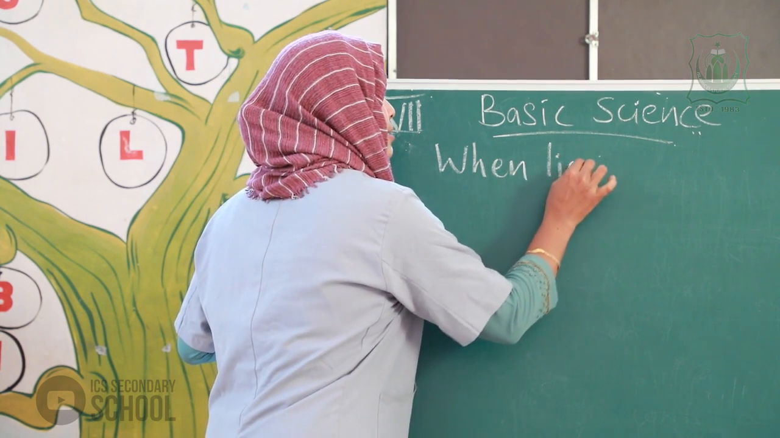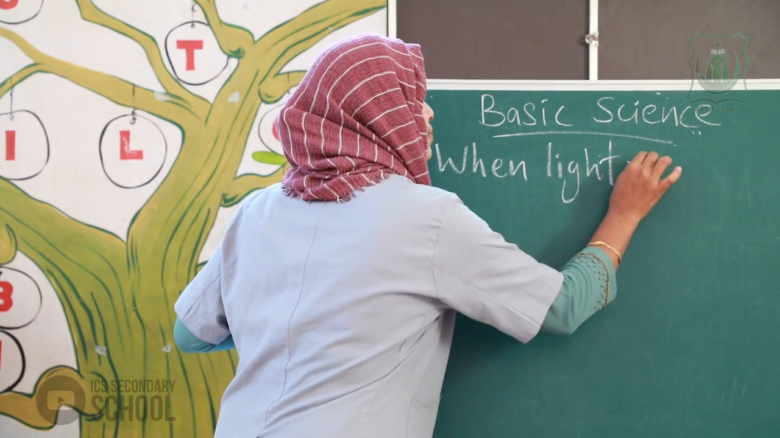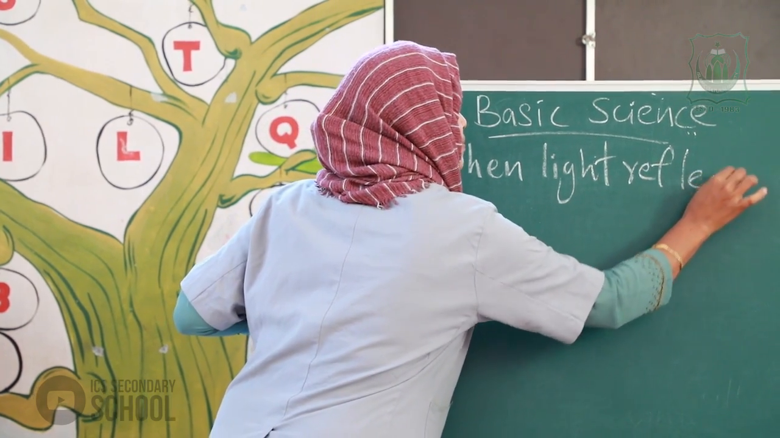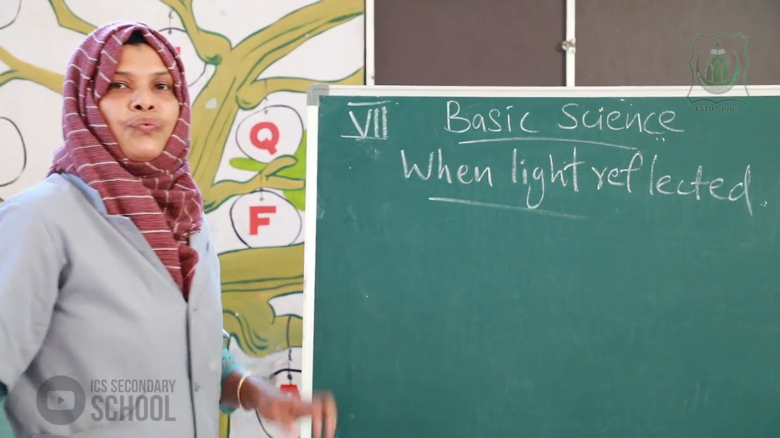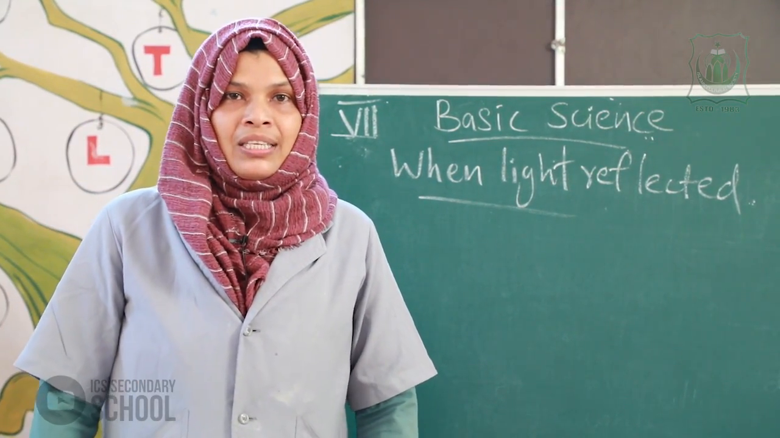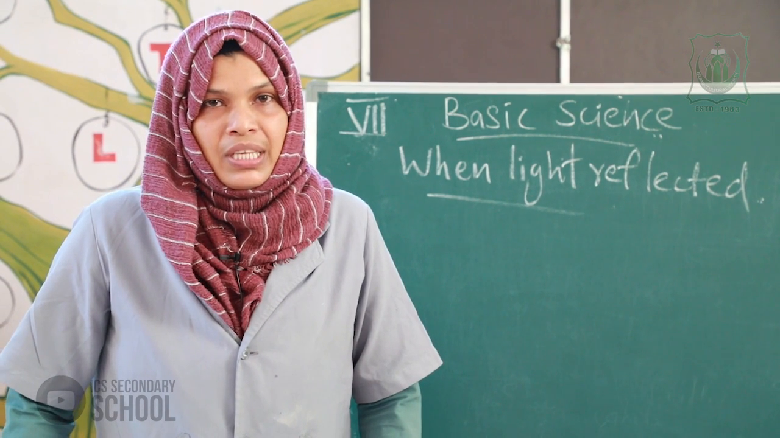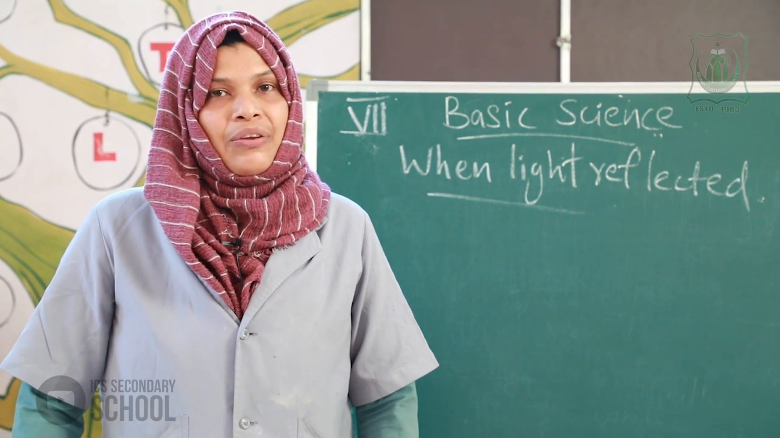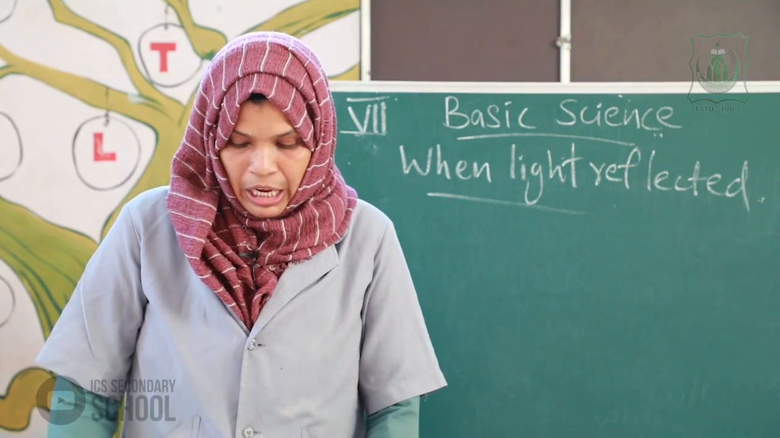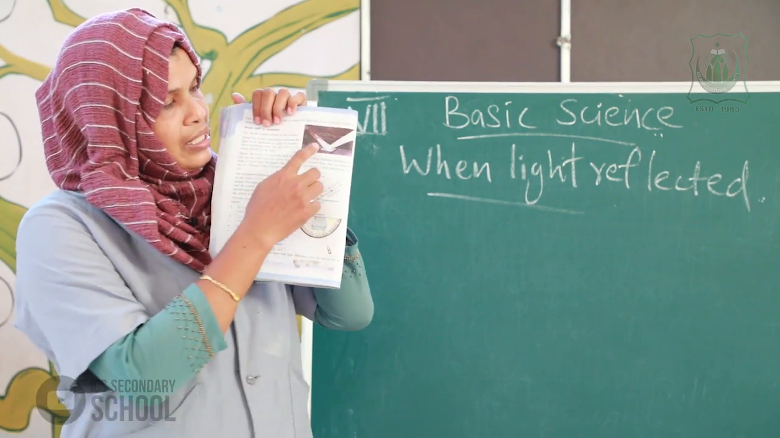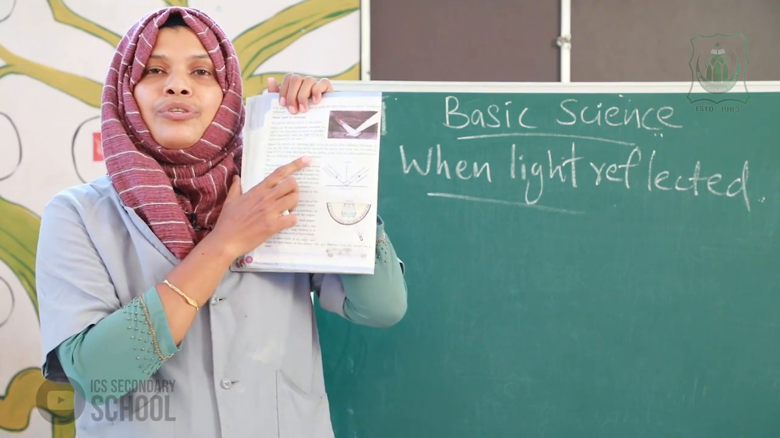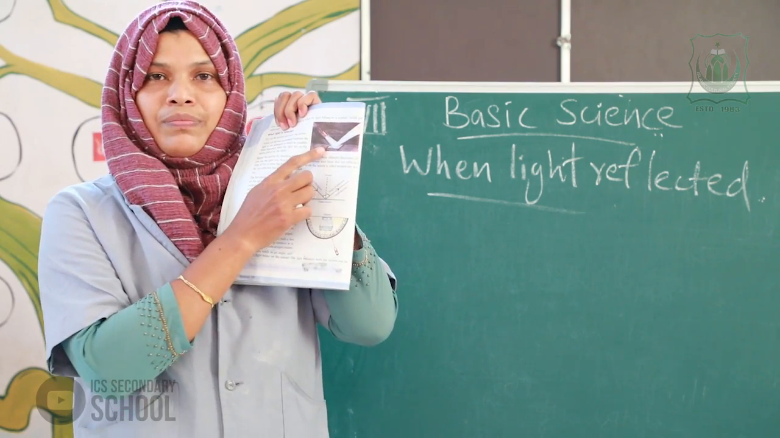Then our topic is when light is reflected. Can you find the path of light when light falls on an object and gets reflected? Okay, look here. This is an activity for you. You should do this activity at home.